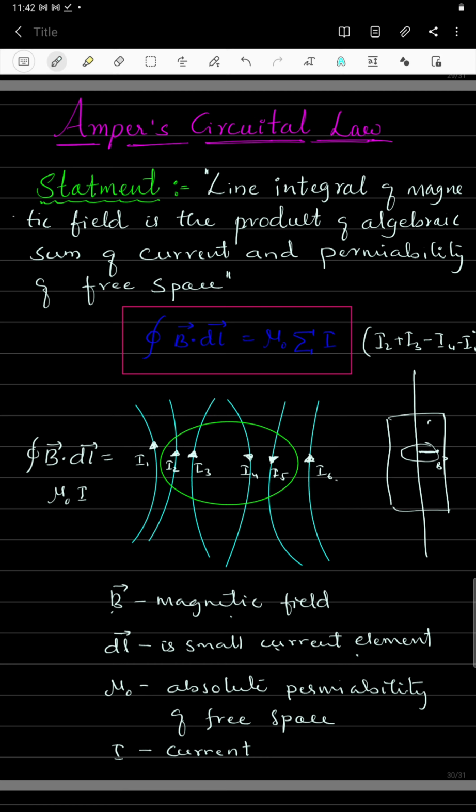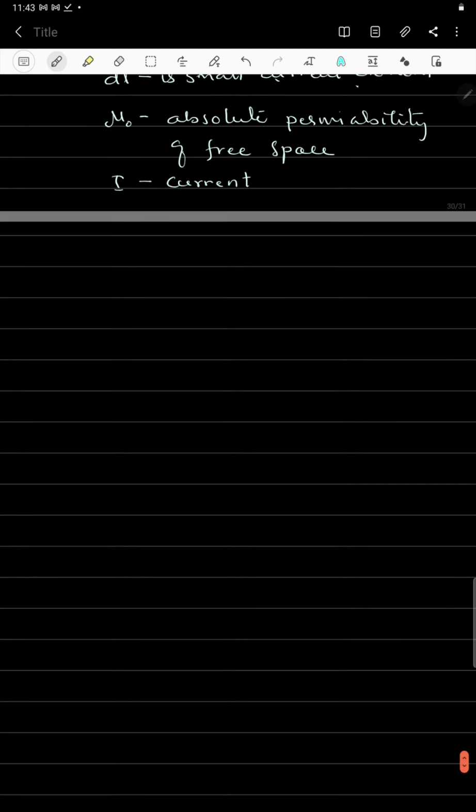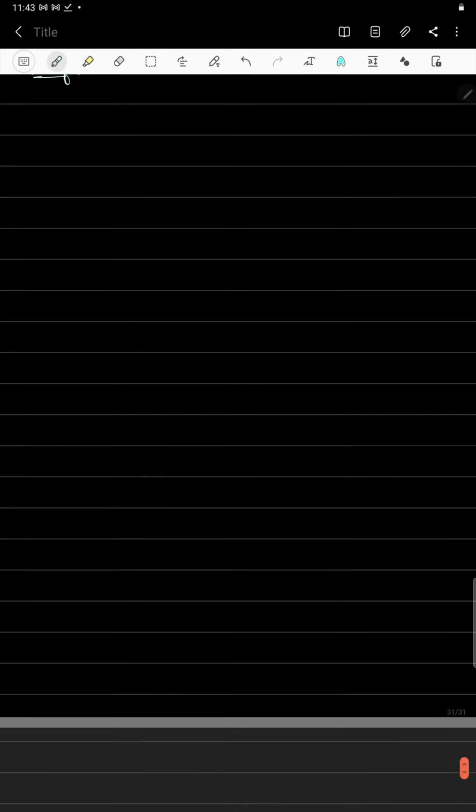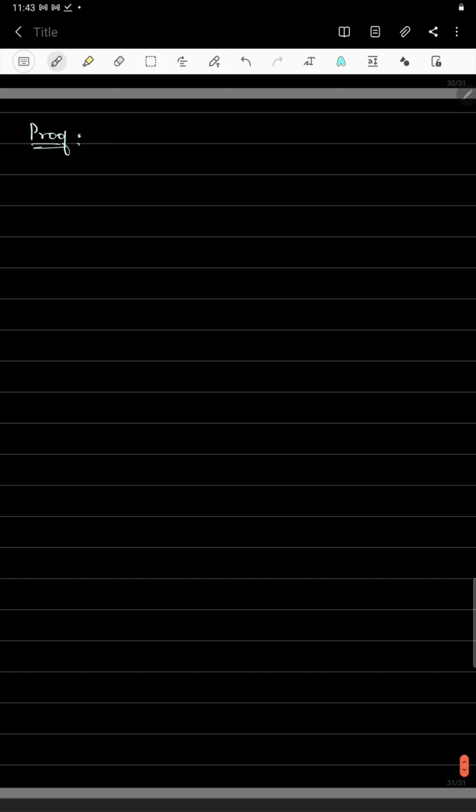Now we will derive the expression, or it is called the proof. So now let us consider, first we will see the Biot-Savart's law.